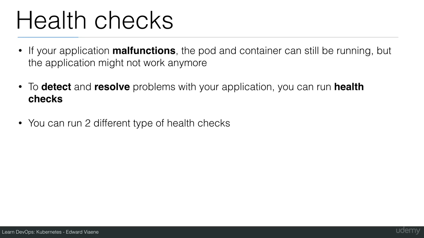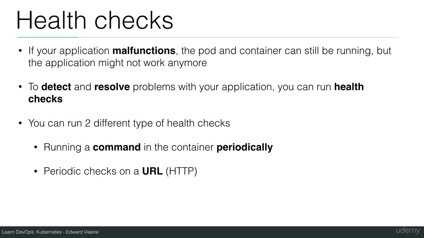You can run two different types of Healthchecks. The first one is running a command in the container periodically. You're just going to execute a command within the container to check whether your container is still working. The other one, and the one that is used most of the time, is periodic checks on a URL using HTTP. Your app probably is going to expose an interface. Using periodic checks on that interface, you can check whether your app is still healthy.